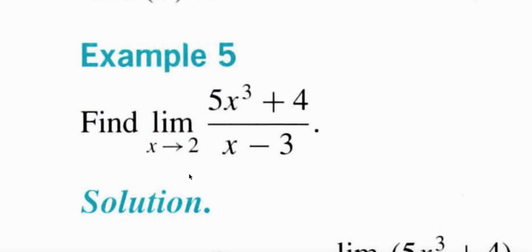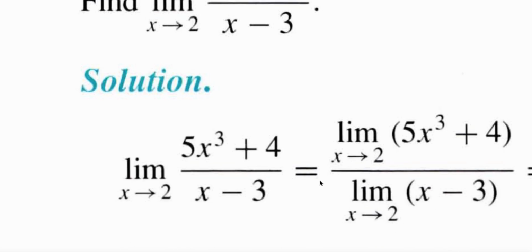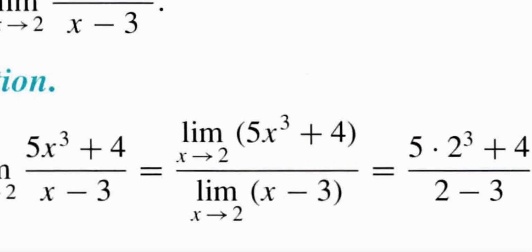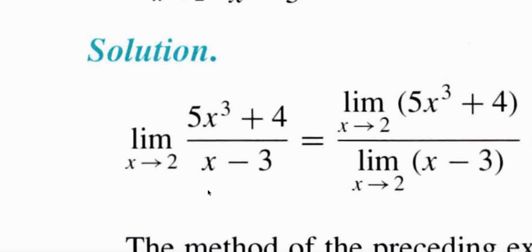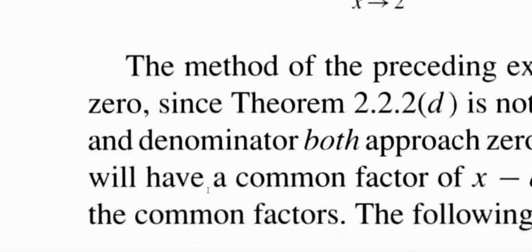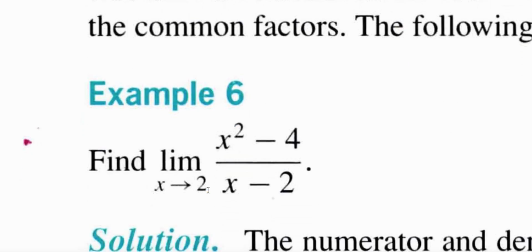Well, there's no danger of getting 0 in the denominator. So therefore I literally plug 2 into the polynomial. 2 to the third is 8, times 5 is 40, plus 4 is 44, 2 minus 3 is negative 1, and so the limit as it evaluates should become negative 44. And so that's what you do when there's no danger of getting 0 in the denominator.